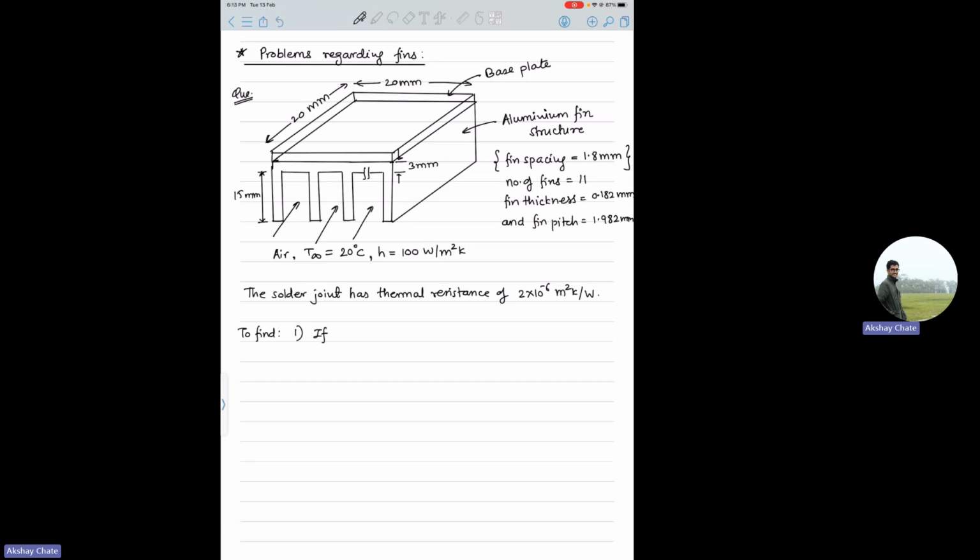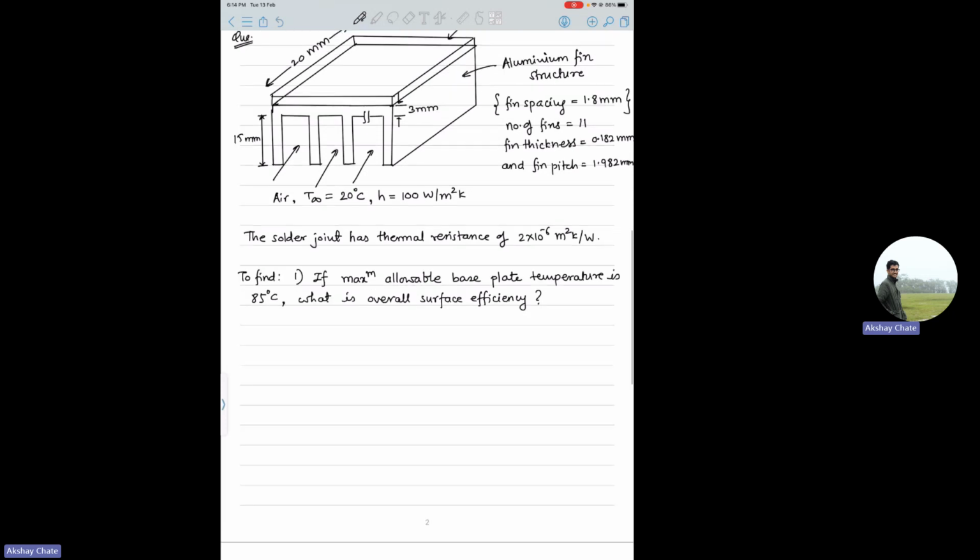If maximum allowable base plate temperature is 85 degrees Celsius, what is the overall surface efficiency? So basically, what is the overall surface efficiency due to fins? They have not mentioned explicitly, but this is what they are asking.